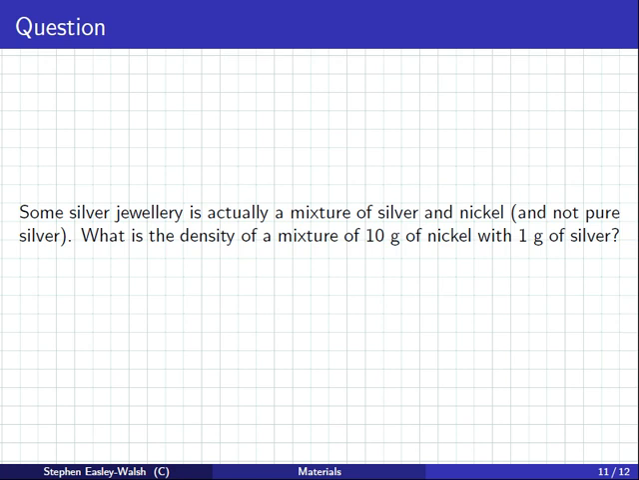Now wait, before you start, I'll give you a little hint to help you, okay? Do you know the mass of the nickel? Yes. Do you know the mass of the silver? Yes. Do you know the density of nickel? I gave it to you earlier. Do you know the density of silver? So could you know the volume of nickel? And the volume of silver? And the total volume? And the total mass? Then you can know the density. Okay? So I'll give you a minute to try it and then we'll look at it together.